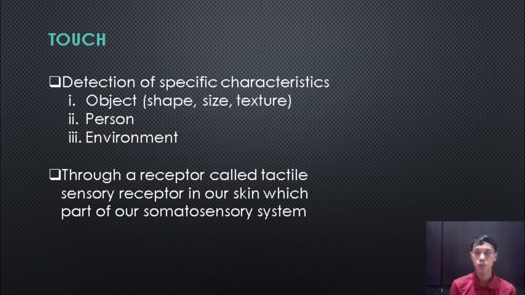We move to the first component. So touch is the detection of specific characteristics such as object, person and environment. For example, if we touch an object, so we know their shape, their size and their texture.